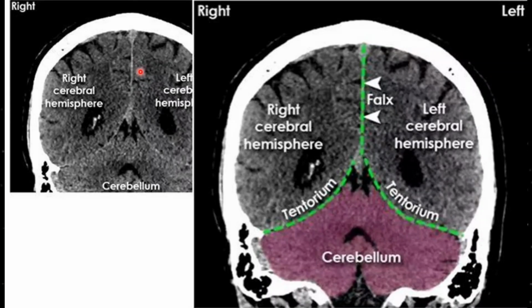So on this image you would be able to appreciate the tentorium cerebelli, which separates the cerebrum from the cerebellum, and also you can appreciate the falx cerebelli, and beside this you can also appreciate, on the superior-most part, the superior sagittal sinus.